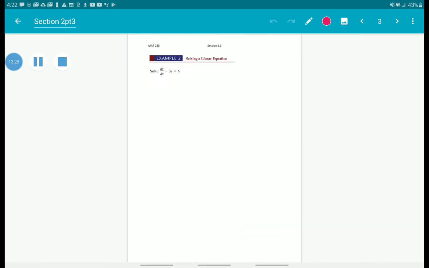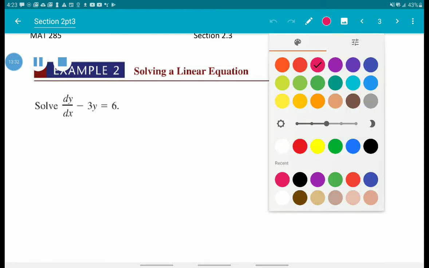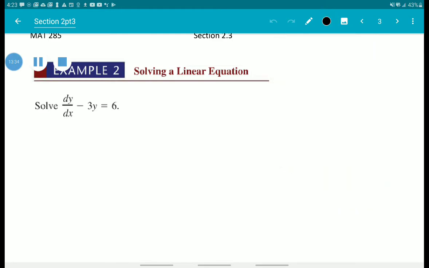So let's look at another example. Let's say we want to solve this one. Now this guy is a little bit different because instead of having a 0 here, we have a 6. So our final solution is going to look a lot different than what we had before, but the process is still the same. So we're going to start with identifying that integrating factor.